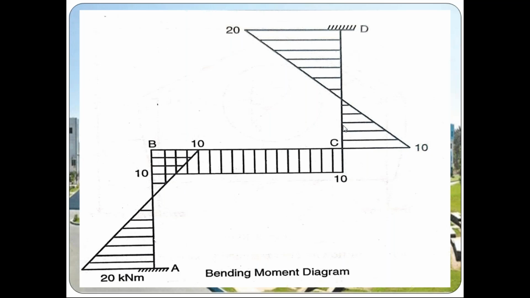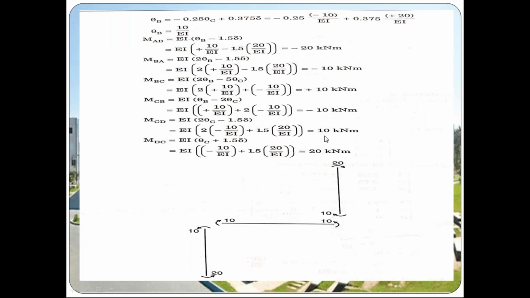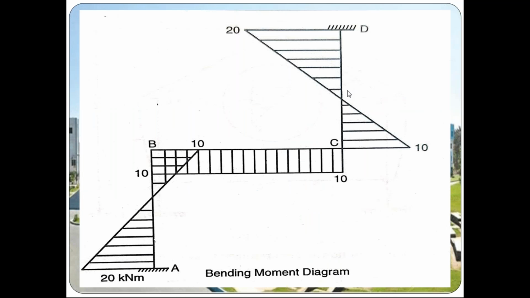Next, the span CD, with MCD and MDC. Here also we have to consider the sides. First we'll check the values. We are getting MCD plus 10 and MDC also a positive value. MCD is left to right, MDC is right to left. This is a vertical member. I'm considering the left side of the span CD as above the baseline, and the right side of the span CD as below the baseline.